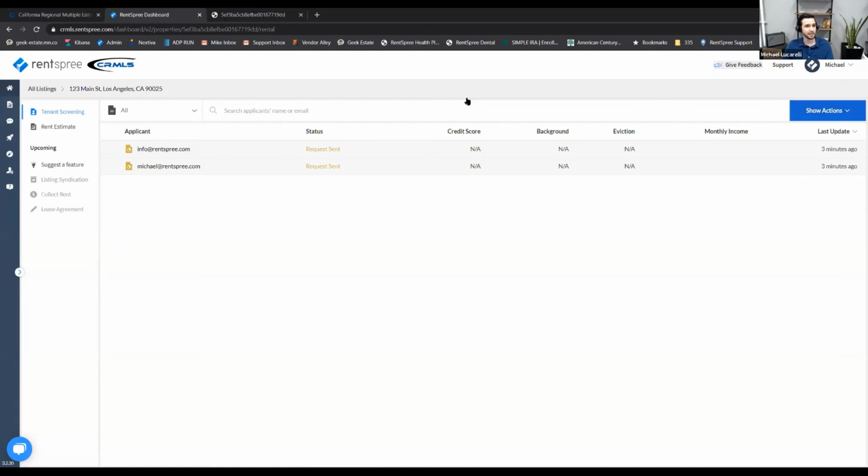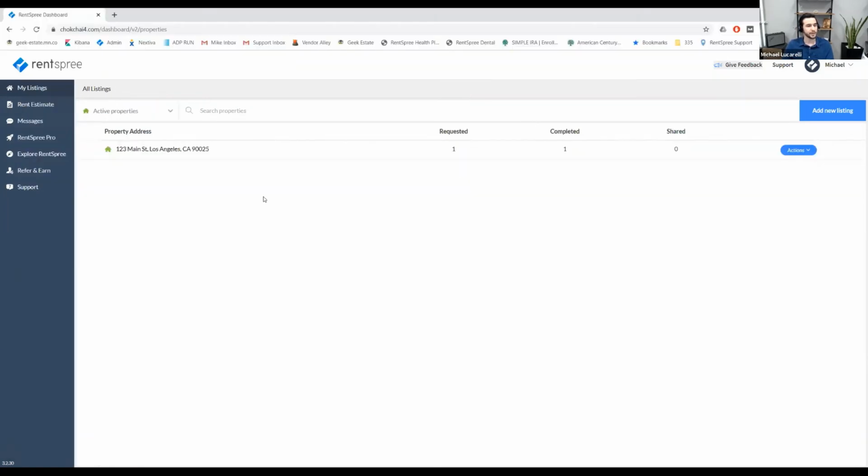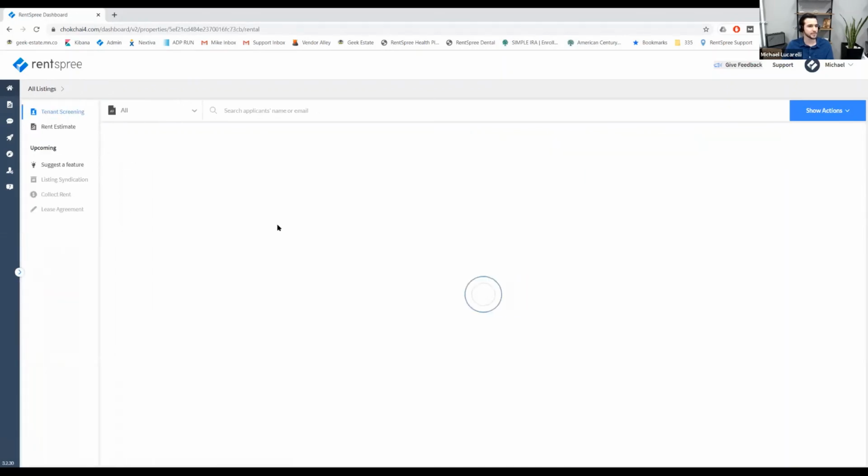Now we'll take a really quick look at another account where I have a report so we can see the end product. Here's an account where I've sent 1 request and I have 1 completed report back. If I click on this property, I can see the applicant's name, the status, credit score, their records, and their monthly income.